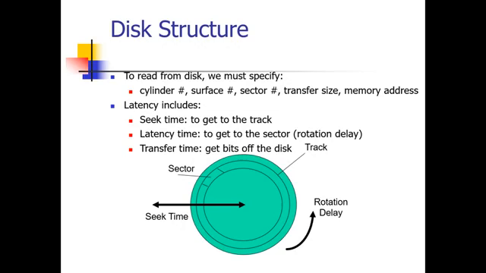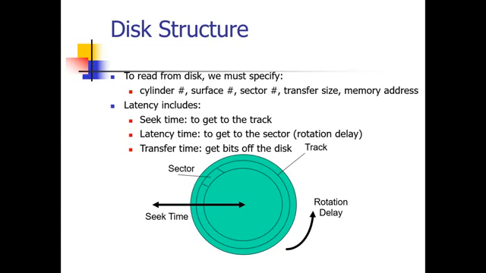Similarly, in CPU scheduling we try to calculate waiting time, response time, and turnaround time. Similarly, with disk scheduling there are a few parameters which decide the algorithm's efficiency and throughput. So we have to calculate a few times. The first one is the seek time.